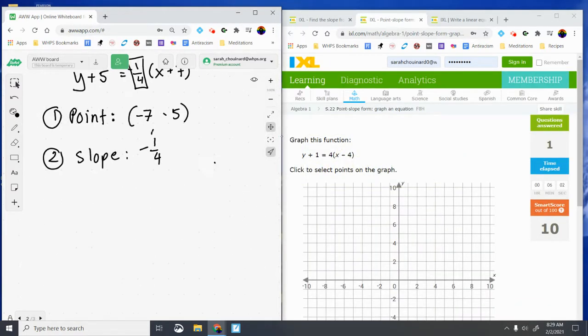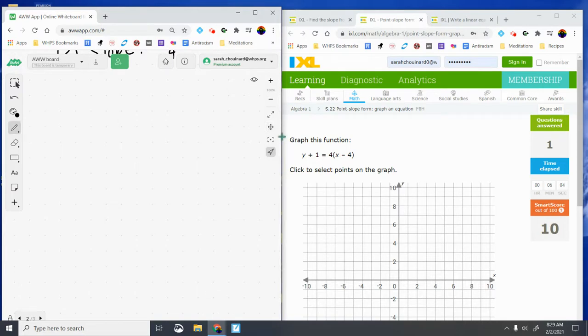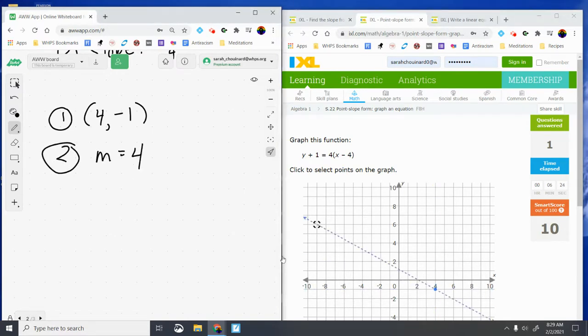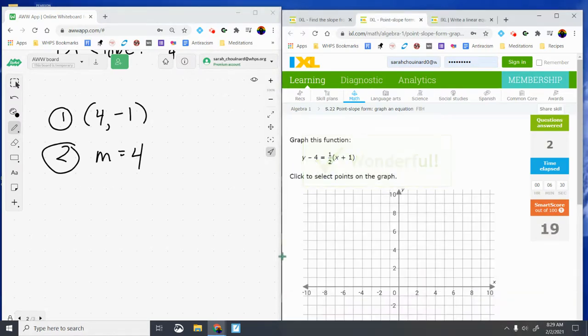So for this next one, we need to identify the point. So negative 4 means 4 is the x coordinate, and plus 1 means the y coordinate's negative 1. So I'm going to go to positive 4, negative 1. And then my slope is 4. So I'm going to go up 4 over 1. And that's going to give me my line.